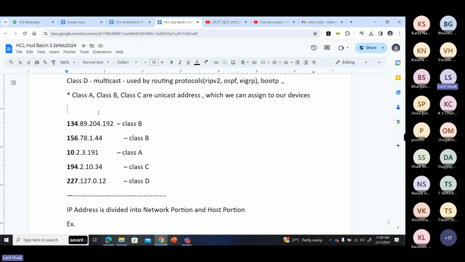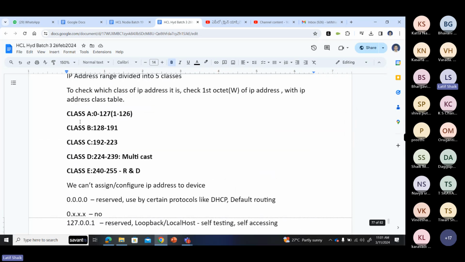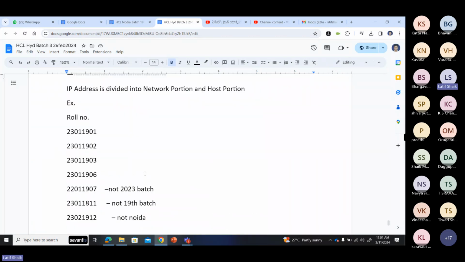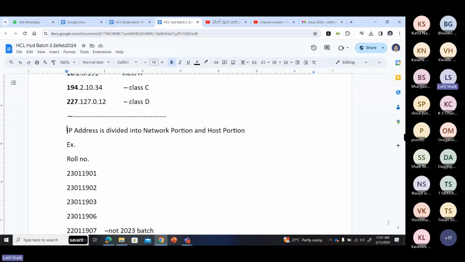We know already how to identify which class an IP address is, based on its first octet. What are the other octets showing, a small number or a big number? Don't worry. Always see the first octet and check with this table which class it is. Next important point, which I already told last Saturday, I'm just revising.